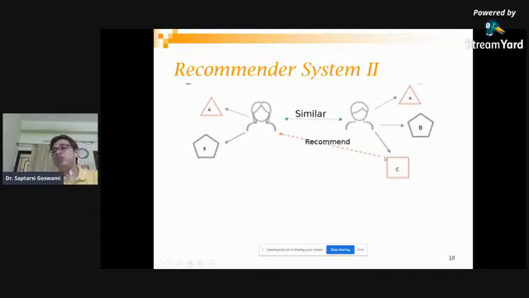Or, I just see that this person likes action genre movies. This person has watched 5 movies, and out of these 5, this other person has watched 3 movies. So you recommend the rest to this person. So this is the basic idea.